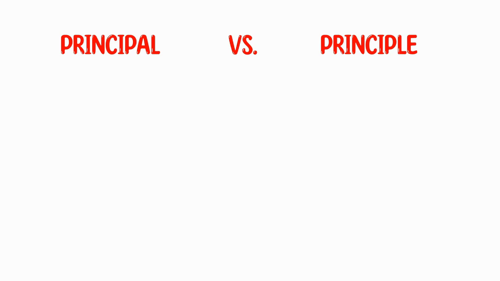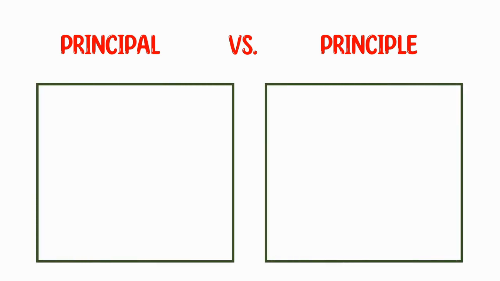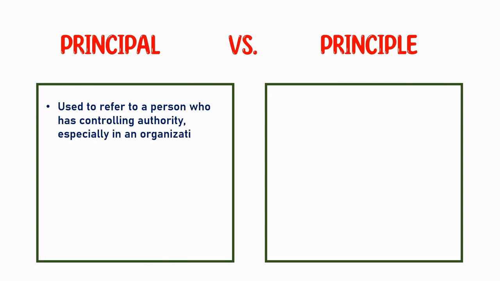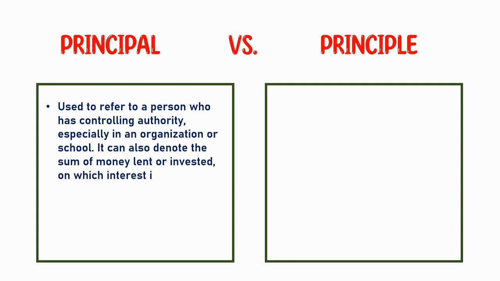So, the first most commonly confused pair of words is principal and principle. The pronunciation of both words is the same. Principal is used to refer to a person who has controlling authority, especially in an organization or school. It can also denote the sum of money lent or invested, on which interest is paid.